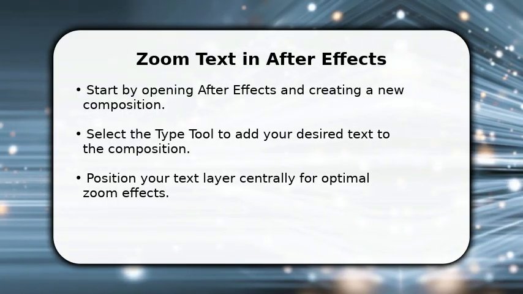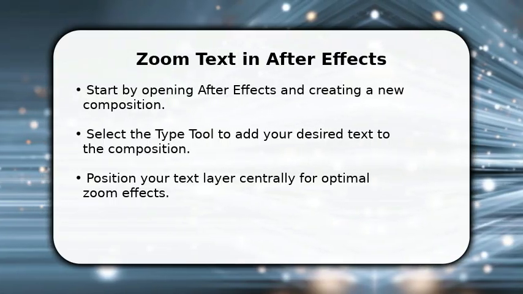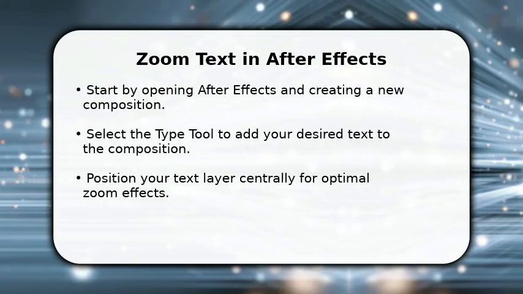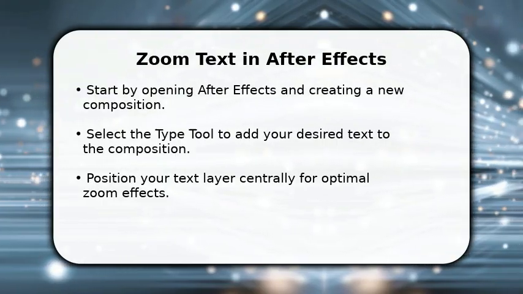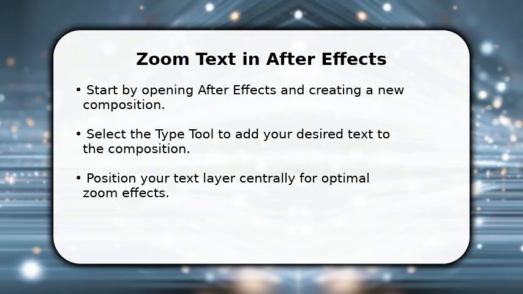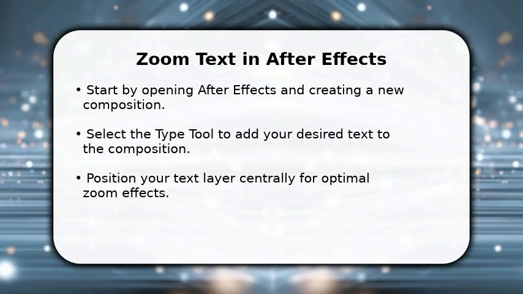Next, select the Type tool from the toolbar and add your text. Use the Selection tool to position the text layer in the center of your screen. This ensures a smooth, focused zoom for your animation.